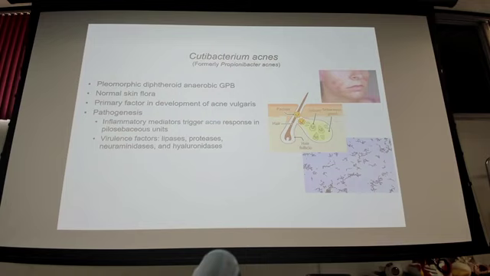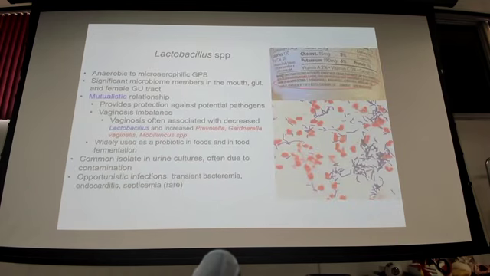Gram-positive rod, normal flora. And then Lactobacillus. Why does Lactobacillus play such an important role for human health? Probiotic is important for maintaining normal proper balance of bacteria in the gut, in the vaginal tract. So it's a good bacterium.